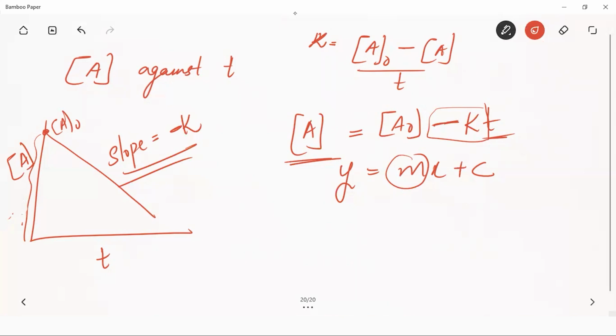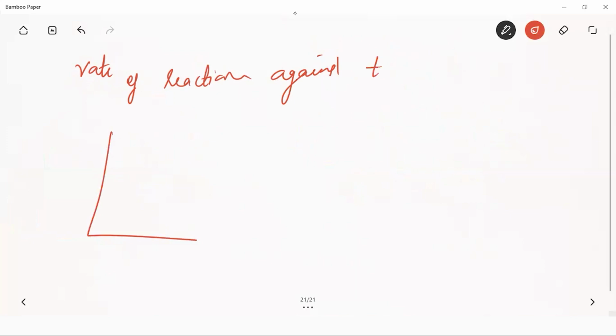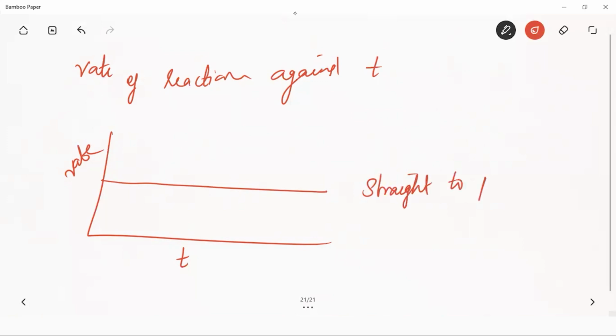This is the first graph, where [A] is plotted against time. Next, we can draw a plot of the rate of the reaction against time. Rate against time. What is happening? This is a straight line parallel to the x-axis. So these are the two important graphs of a zero order reaction.